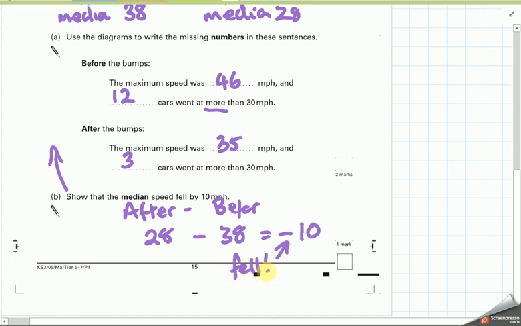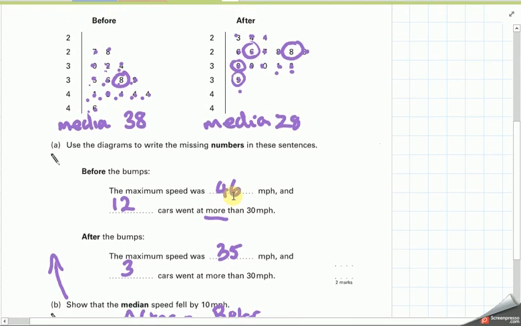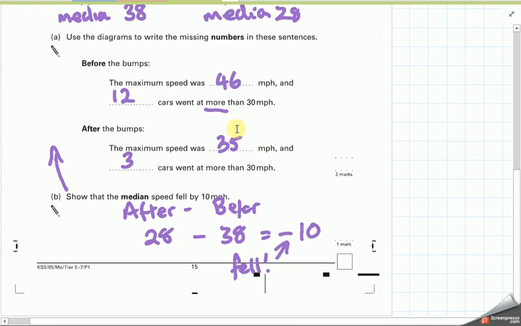Okay. By doing the median for each one, crossing off. Remember to cross off smallest and largest to find the middle value. If you showed 38 minus 28, you would probably get the 10 marks, the full marks. I'm just showing there that to show it's a fall, we start at what the end story is and subtract where we began. So it's after minus before.